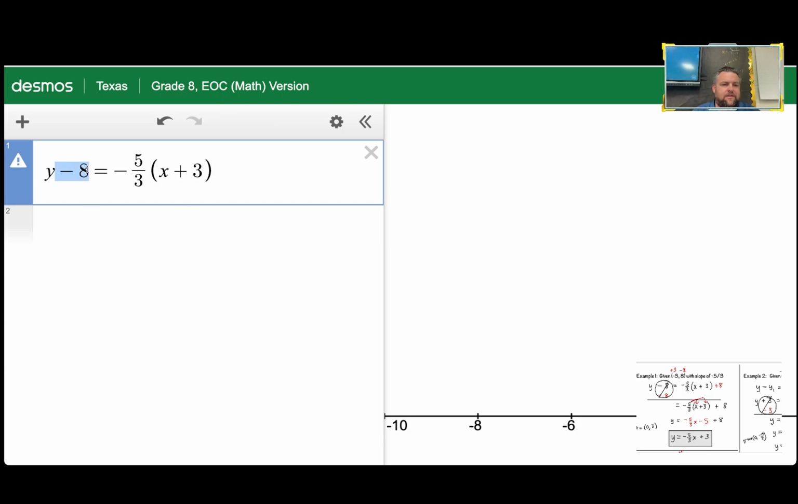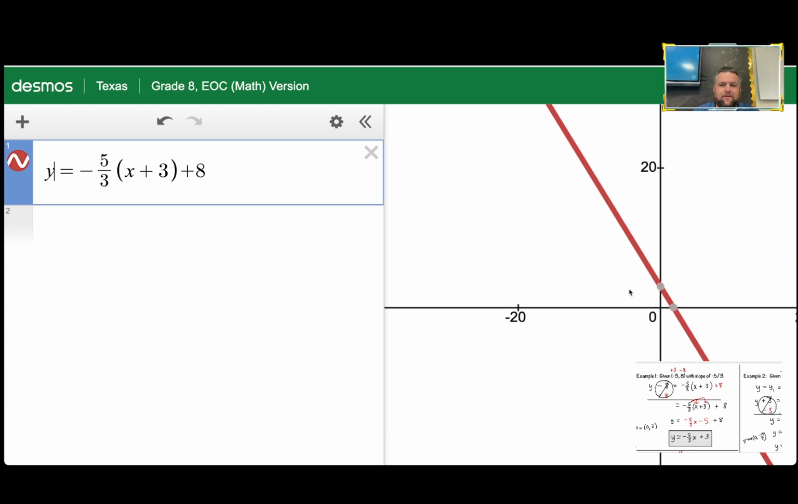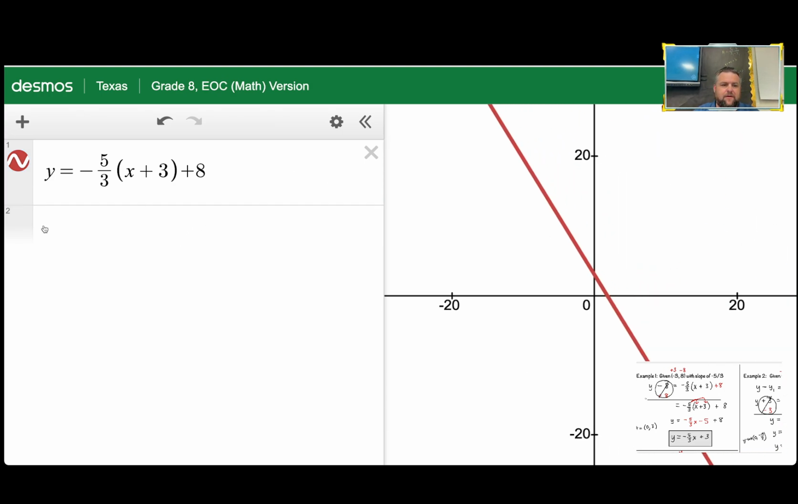What I can do is fix this equation by taking this -8 and go ahead and push it over just like I did when I was solving for y. So I'm going to do the opposite of whatever I have there, take it away, and now I'm going to have an equation. I'm going to have a line drawn on my screen. Then I can check my work.